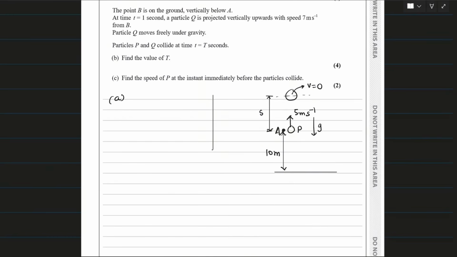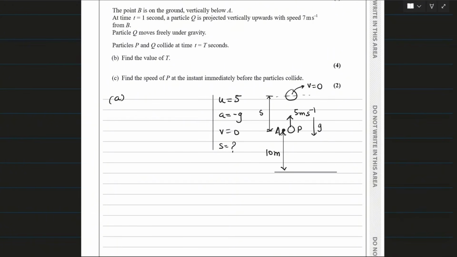So let's see what information we have here. We have the initial velocity, which is 5 meters per second, and then we have the acceleration. The acceleration acts opposite to the initial velocity, so it is minus g. We also see that the final velocity at the maximum height is 0. And we have to find the displacement here. We see that acceleration is constant here, so we need to use one of the constant acceleration formulas to calculate the value of s.